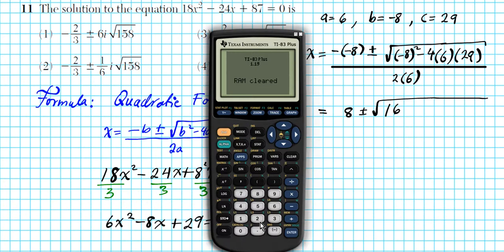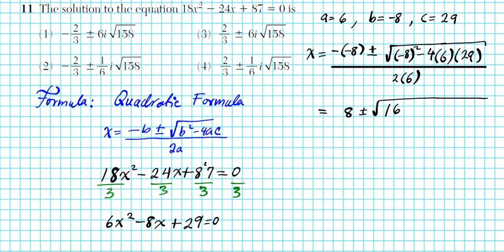Actually, to save time, we can just enter the entire expression. So we're going to do parenthesis negative 8 raised to the second power minus 4 times 6 times 29. And we get negative 632. So our radicand is negative 632. Since we have a negative radicand, that tells us we will have imaginary roots. That divided by 2a. 2 times 6 is 12.